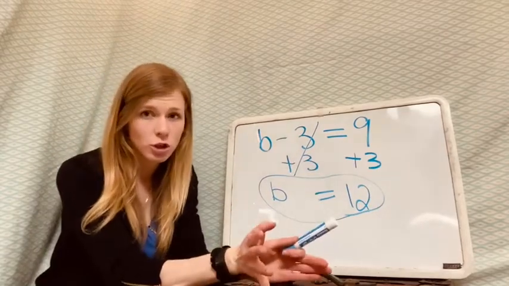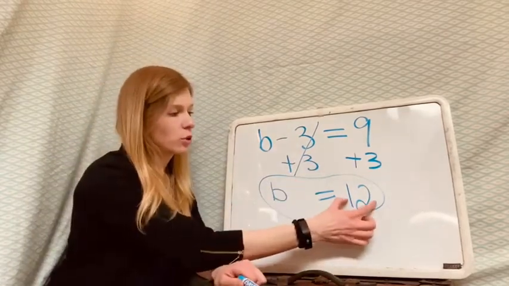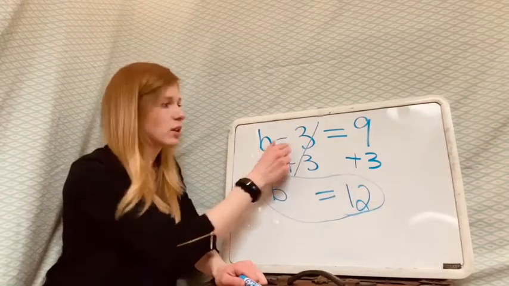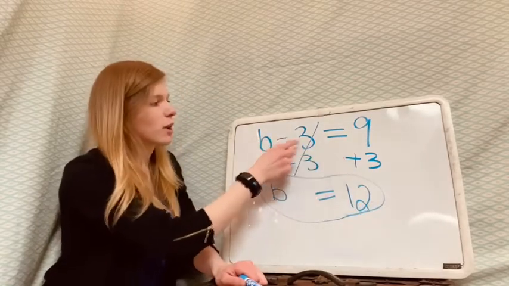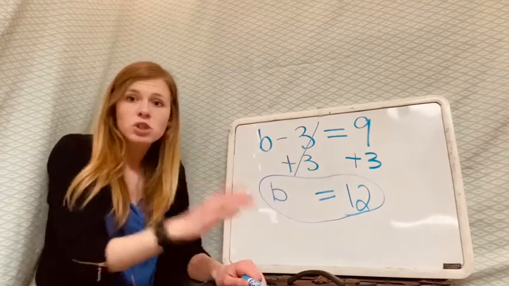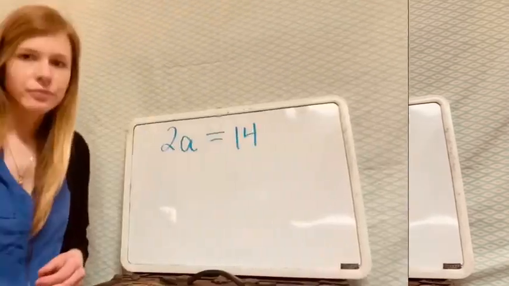If you're ever unsure, you can take your answer and put 12 in the spot for b and see if it works out. So 12 minus 3 equals 9. Yeah, that's true. I must have got the right answer.